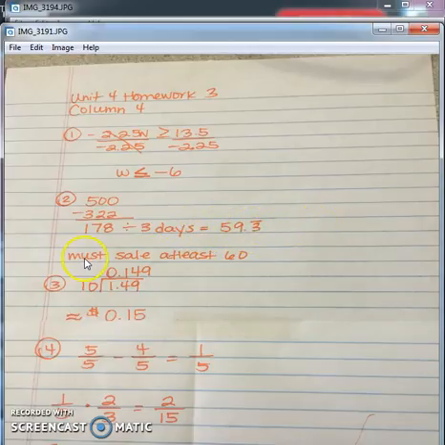59.33333. So for them to meet their goal, they're going to have to sell at least 60. Because if we round, we have to round that up, because if we were to round it down to 59, then that would not make them reach their goal. So we'll have to round that up to 60.